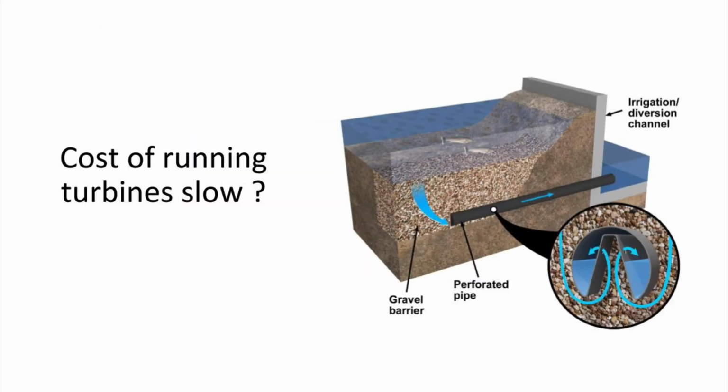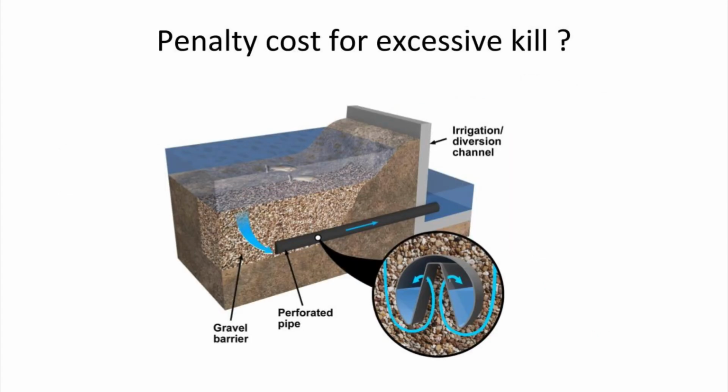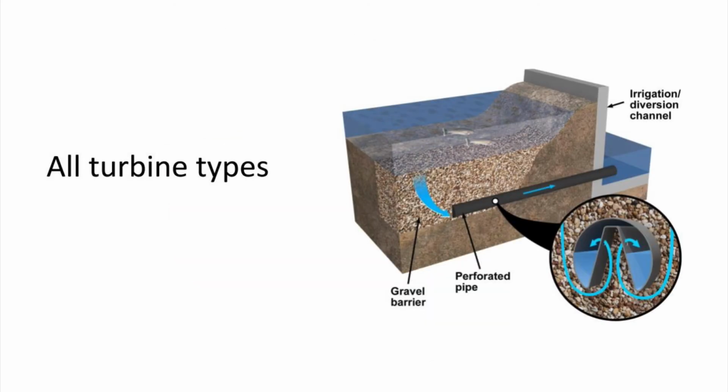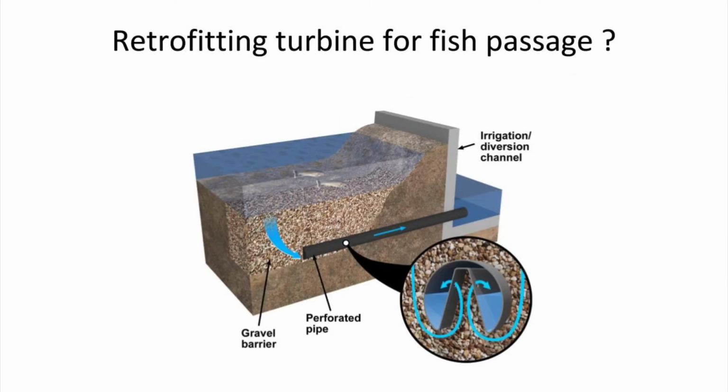The cost of running turbines slow during migration should also be calculated in the benefits of having an infiltration bed. If you're currently getting fined for excessive kill, you want to calculate that as a reduction as well when you utilize the infiltration bed. One of the advantages of using an infiltration bed is that all turbine types can be used. If your hydro dam is now up for relicensing, instead of a retrofit of the turbines, which could be very costly, an infiltration bed could solve your problem for today's endangered species and for tomorrow's.